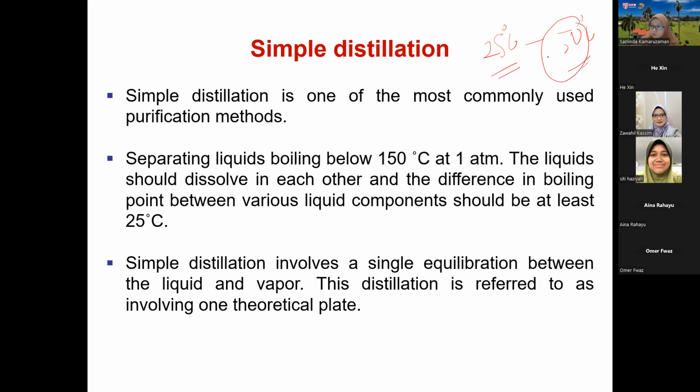So if you have two liquid substances, and one of them is, for example, 78 degrees Celsius and the other is 100, you can see the difference between these two boiling points is almost 30 degrees. So simple distillation can be the one that you choose. It means that for two liquids, there should be a difference of at least 25 degrees Celsius.